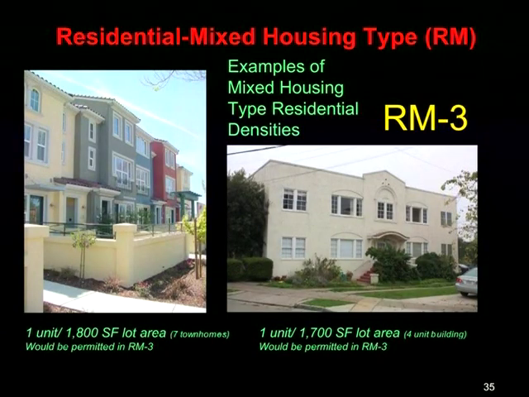Here you see examples of the next category, RM3. Like RM1 and RM2, this zone only allows 1 unit on lots less than 4,000 square feet. Once you reach a lot size of 4,500 square feet, you can build 1 unit for every 1,500 square feet of lot area, but a CUP is required. The 2 projects you see here would fit under the proposed RM3 rules.